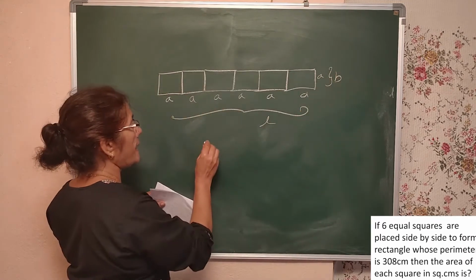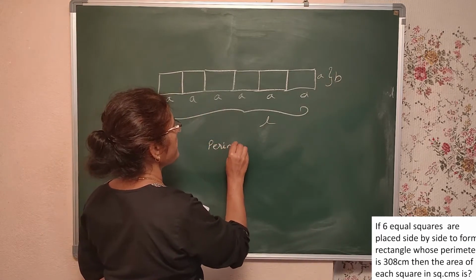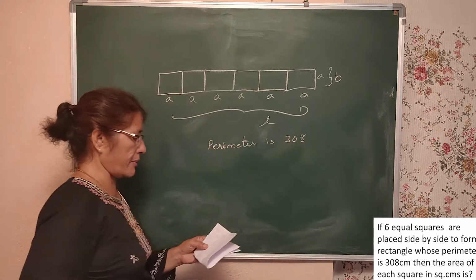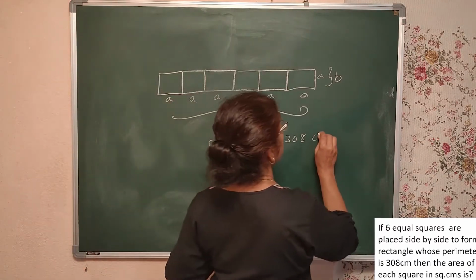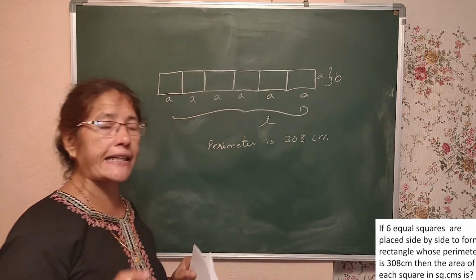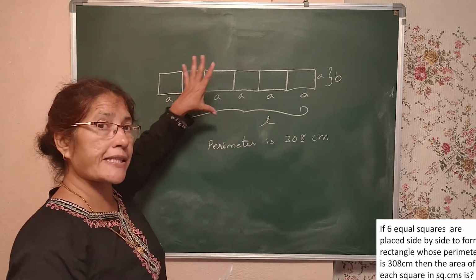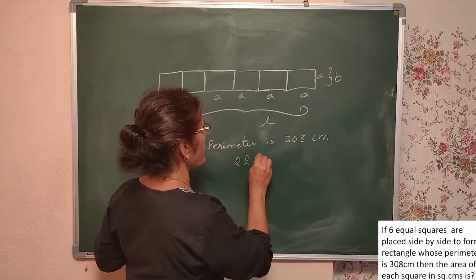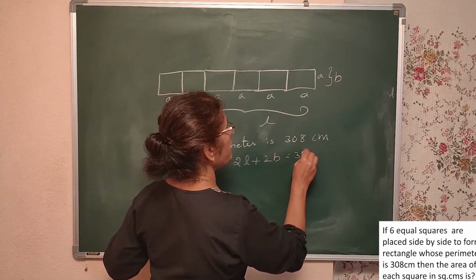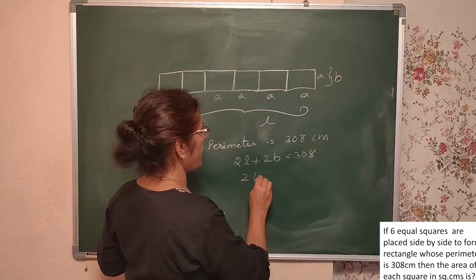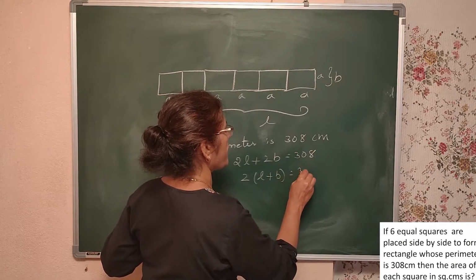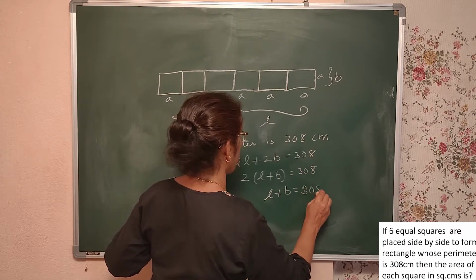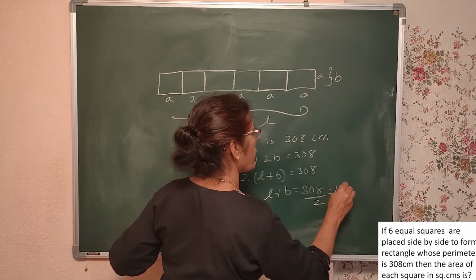And they have said perimeter is 308 centimeters. What is the perimeter of a rectangle? A rectangle contains 2 lengths and 2 breadths. So I can say 2 length plus 2 breadth is equal to 308. Or 2 is common, L plus B is equal to 308. So L plus B is equal to 308 divided by 2 is equal to 154.